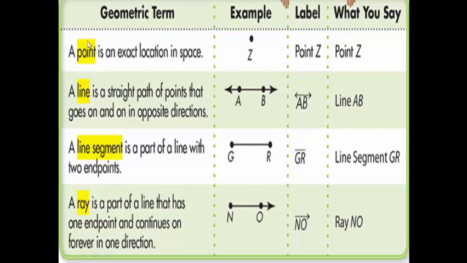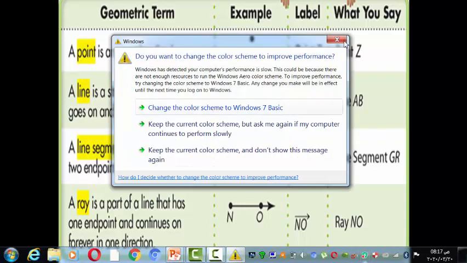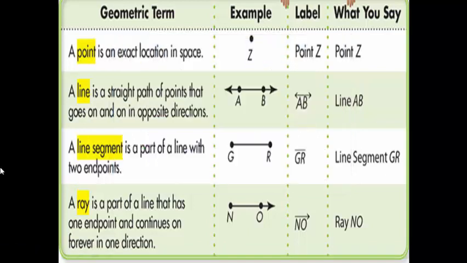I know that all of us know the word point and what it means, because it's so easy for us. If I show you this, you'll say, teacher, it's a point. Yes, perfect, because it's an exact location in space. But here, what do you call this shape? We call this shape a straight path, or line.